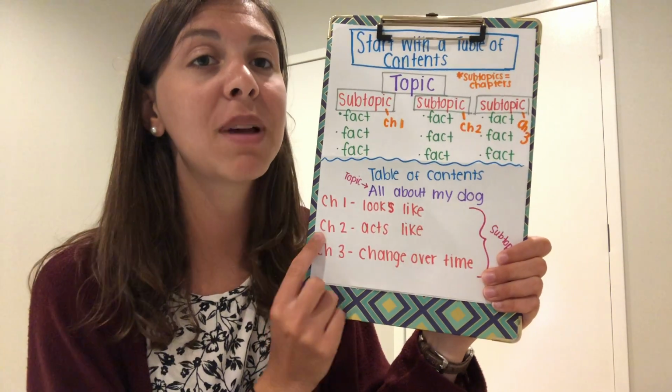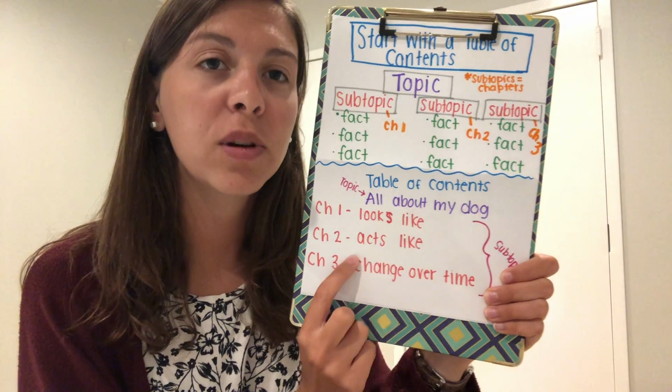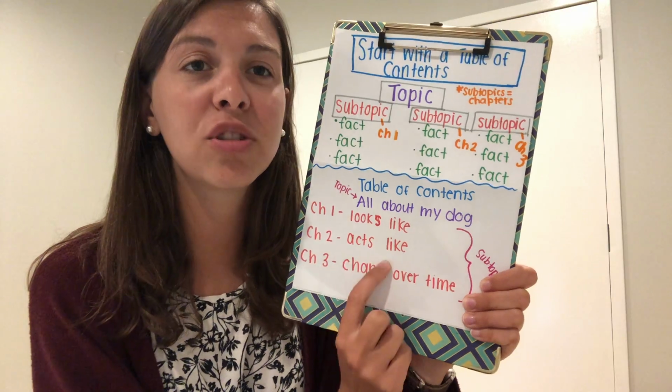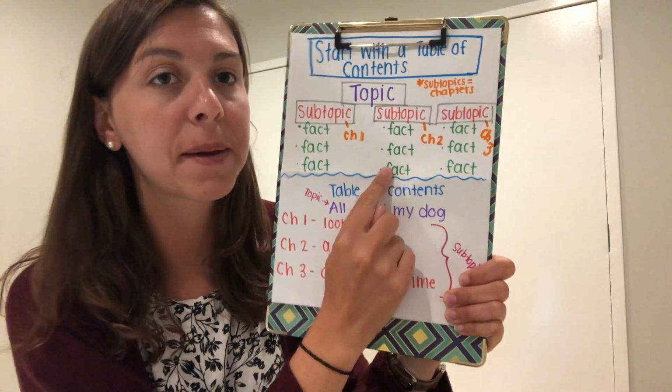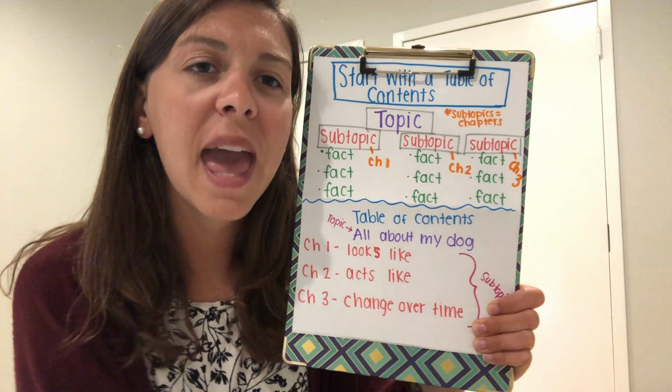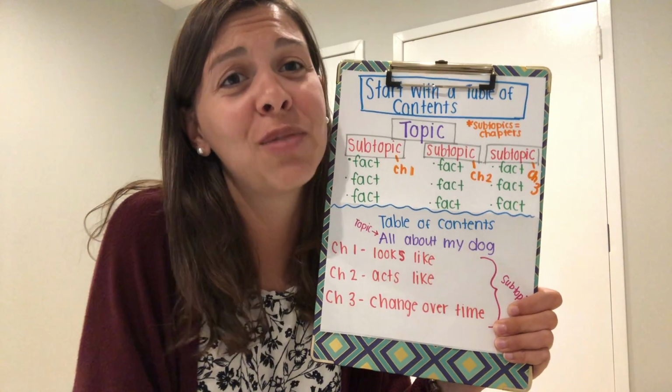My second chapter might be about how she acts, what she acts like, which would be another chapter or another subtopic. So the way she acts might be she's actually really lazy.